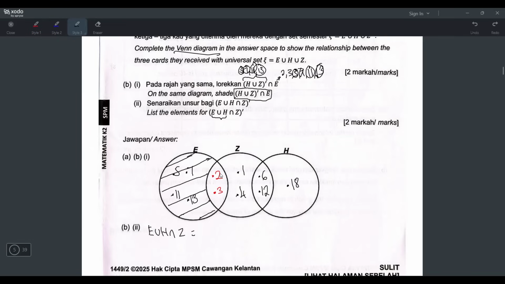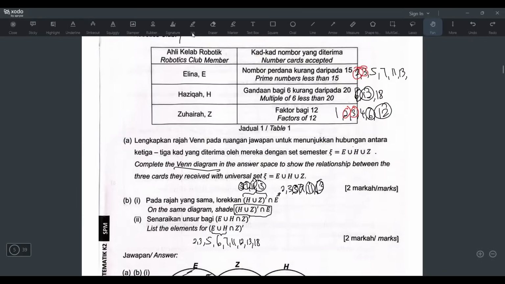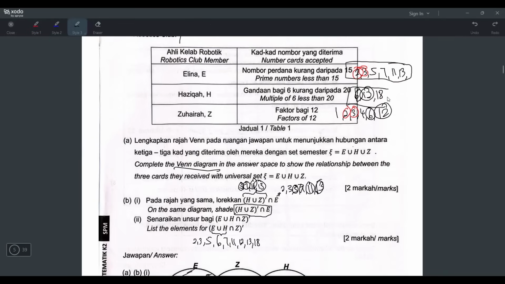So dia akan jadi 2, 3, 5, 6, 7, 11, 12, 13, 18. Of course, you nak tengok atas pun boleh. E is this one, H is this one. So you gabung semua ada apa? 2, 3, 5, 6, 7, 11, 12, 13, 18. Ya, betul lah.